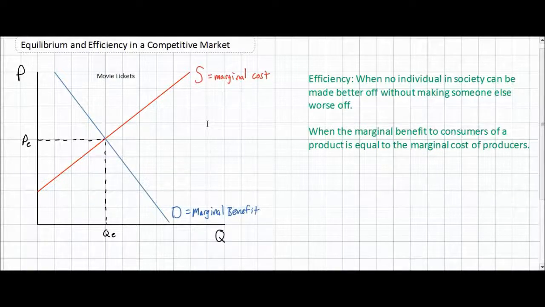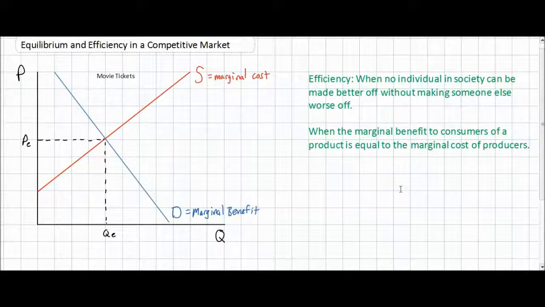The cost to movie theaters, or the supply of movie tickets, is upward sloping. Supply equals the increasing marginal cost to producers of movie tickets. Society's resources become more scarce as more and more movie tickets are provided. Therefore, the additional cost of providing movie tickets increases.